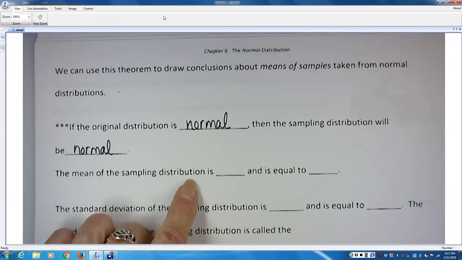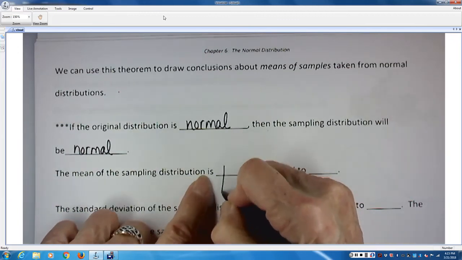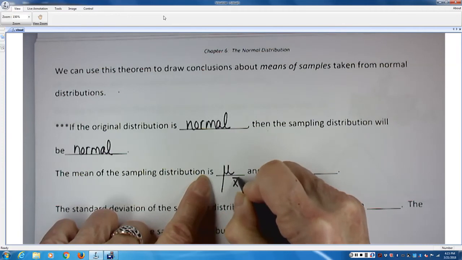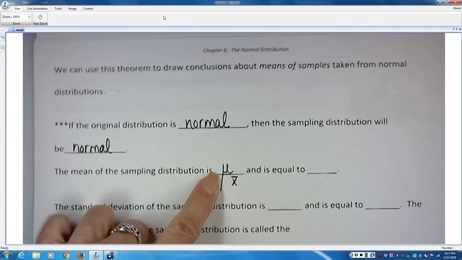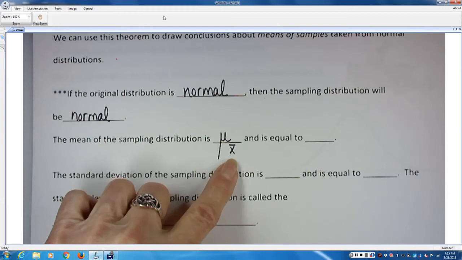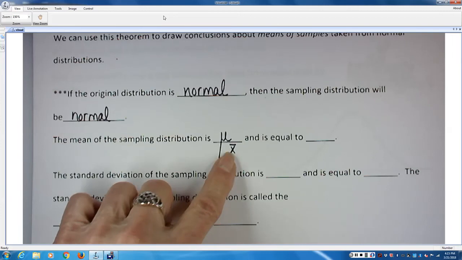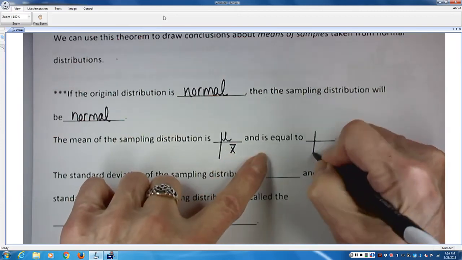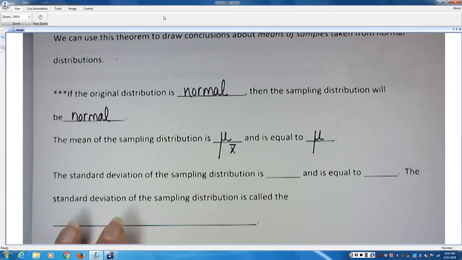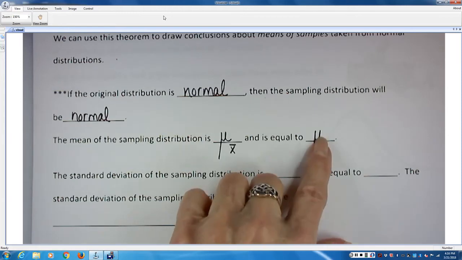The mean of the sampling distribution is going to be called mu, because it's a population, but it'll have a little X bar after it because it's a population of sample means. So it's the mean of the population of sample means, and we're going to get tired of saying that real quick, so we're just going to call it mu X bar. Mu tells us it's the population, and X bar tells us what the population is made up of. It's always going to be equal, however, to the original mean of the original population. So if we know this, then we'll know this.